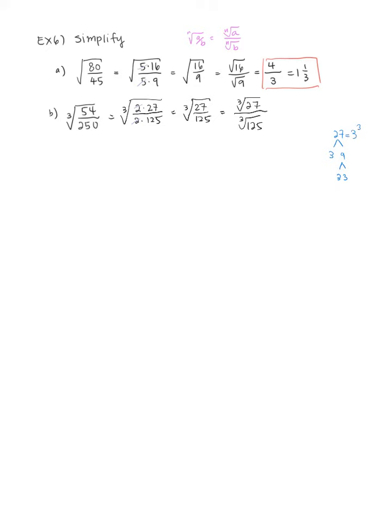Now let's go with 125. That's 5 times 25, 5 and a 5. So this is 5 to the third. They're both perfect. Okay, so now I'm going to bring it down here. So this is the same thing as cube root of 3 to the third, whole thing over cube root of 5 to the third. So our answer is going to be 3 over 5.